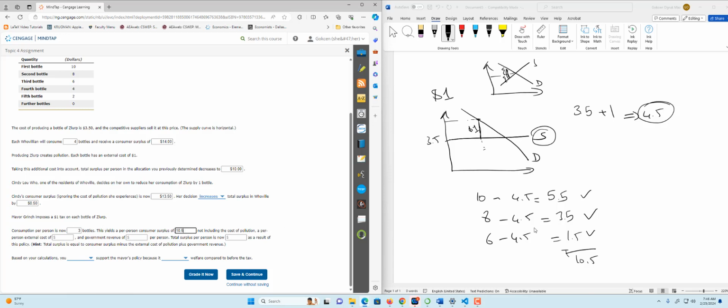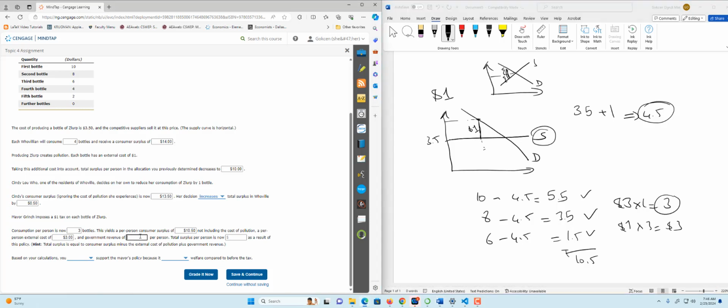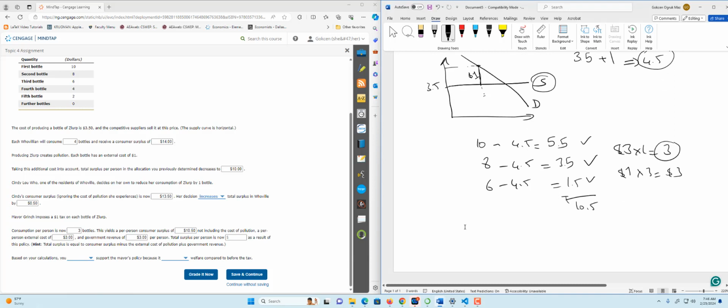And now the external cost of pollution, since the consumption is 3 bottles, times 1, total of $3. And how about government revenue? Government revenue is $3 too, because the government is collecting $1 per bottle times 3. That's the government revenue per person. Total surplus per person is now, we have government too, so we have 10.5 from each consumer. But they need to pay $3 for external costs, but also government now has an additional $3 revenue.